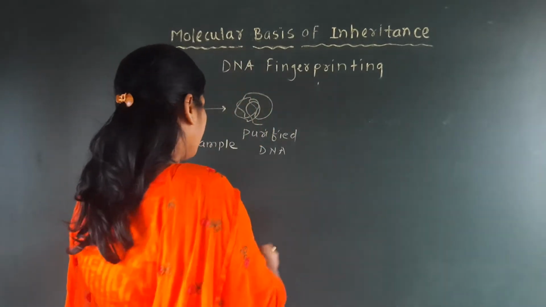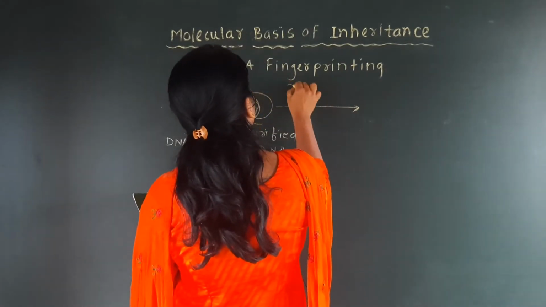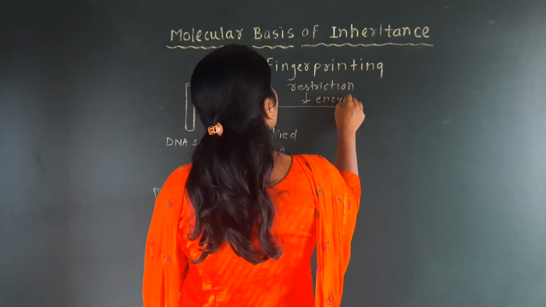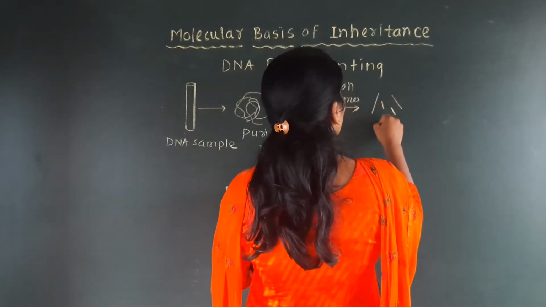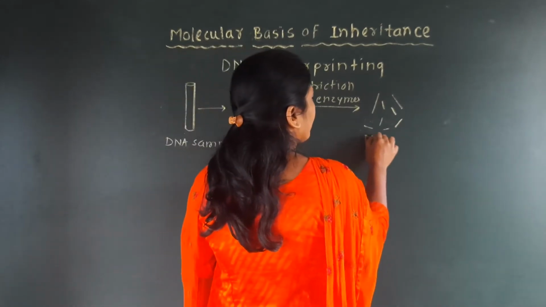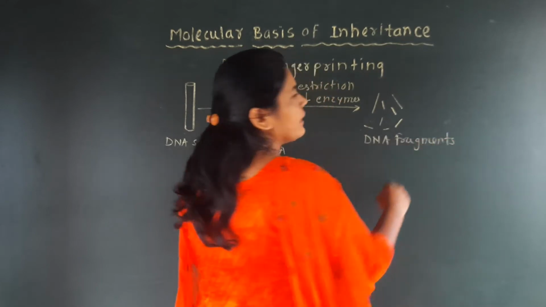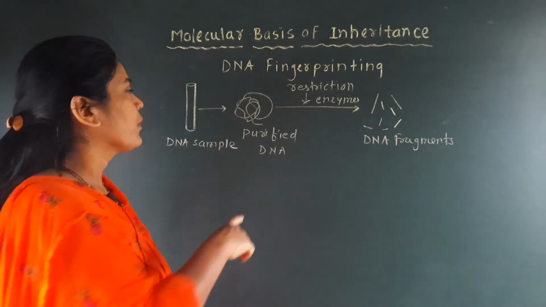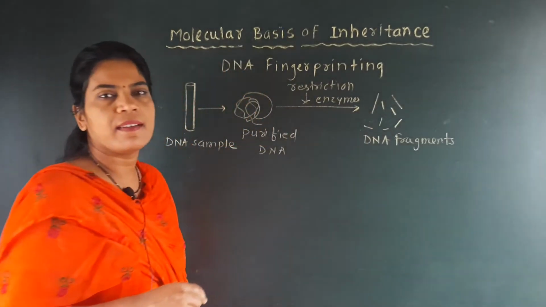The next step is that this DNA is cut by an enzyme called a restriction enzyme. So the restriction enzyme plays its role. It cuts the DNA and makes different fragments of DNA, called DNA fragments, or restriction fragment length polymorphism, that phenomenon. So the purified DNA is cut by the restriction enzyme, and there will be DNA fragments.